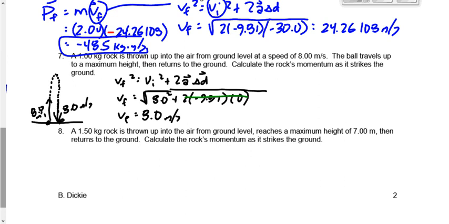And now the question is like any other momentum after acceleration question. Whoops, that shouldn't be squared though. Pardon me? That's the longest way possible. Did you? You know what? Okay. I'm fine with that though.